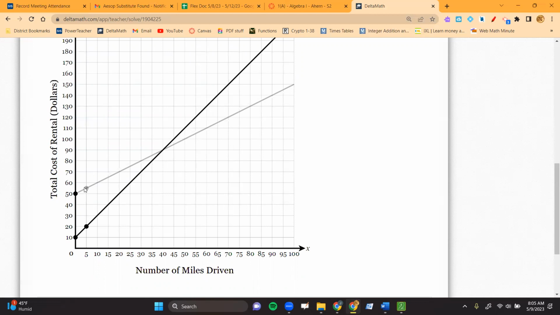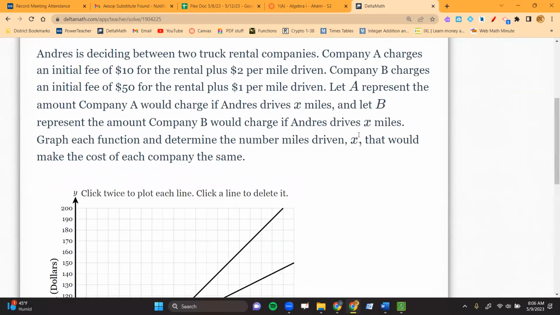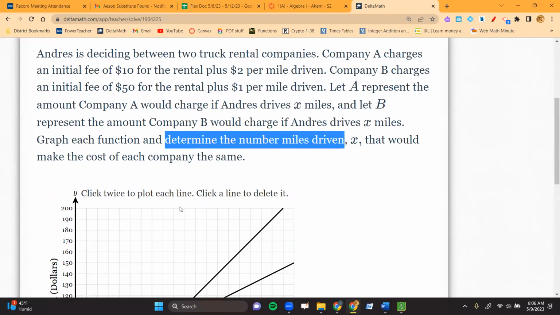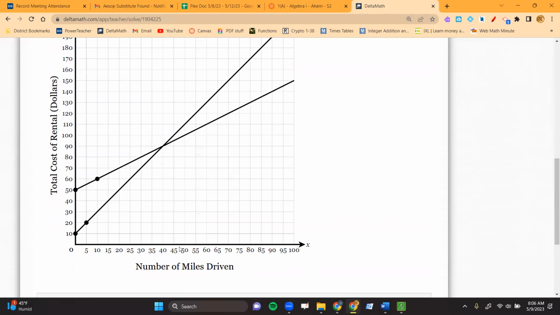So you could do 5 and 5, or like Bryce, I think that was a really smart thing to say, why don't we go 10 miles and just go to the nice whole $10 that you can pick, but again, you have to do a little bit of math to figure out that second point. And so this particular question says, graph each function and determine the number of miles driven that make them cost the same. So what would I say as far as the number of miles driven?